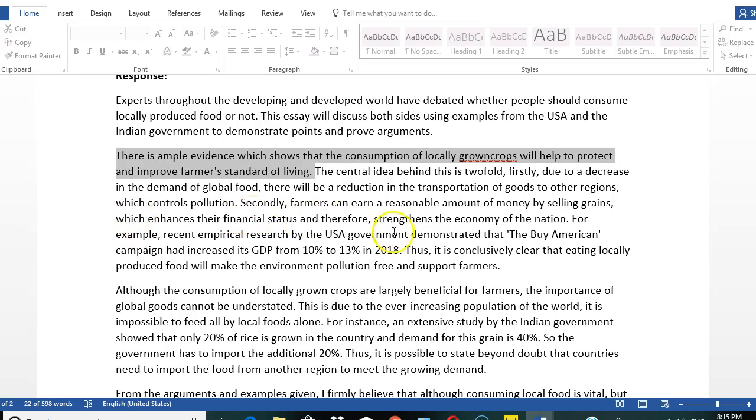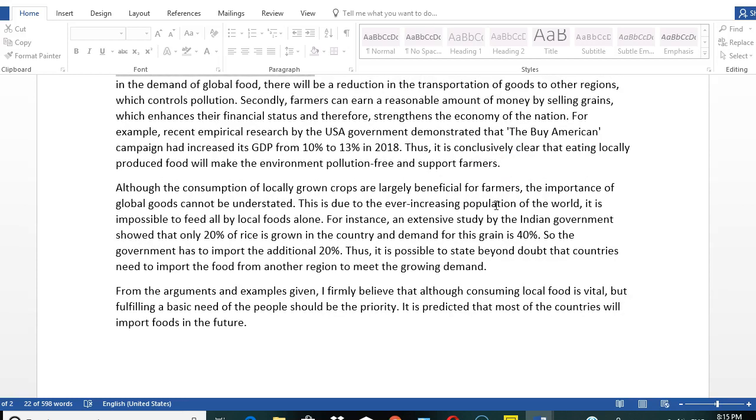And I think, based on what you're saying here in the supporting ideas, that what you mean is that consumption of locally grown crops is extremely beneficial for the country. This is how I see it work. Let's go on to the next one.